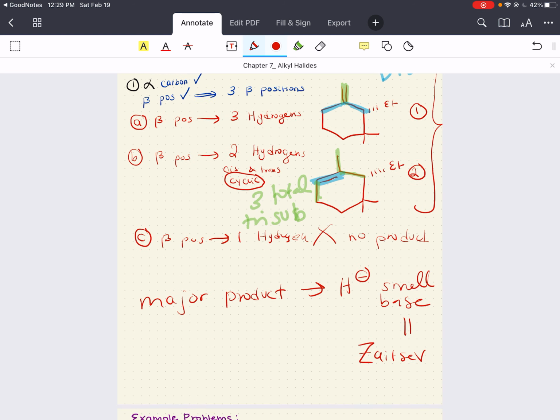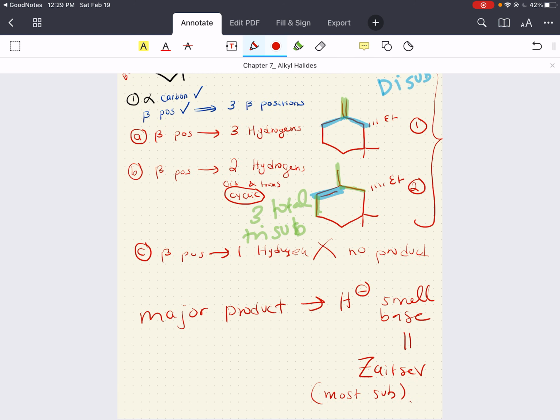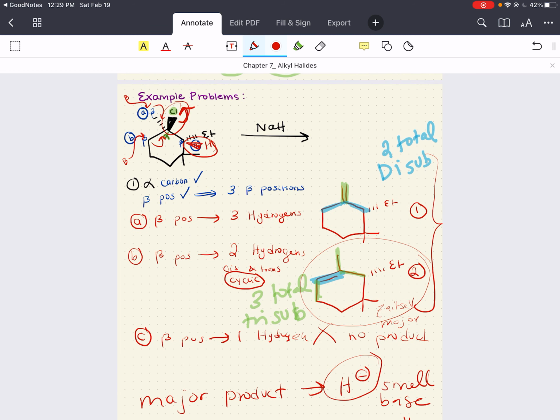The Zaitsev product is your most substituted product. So, which one is our most substituted product? Product number 2. This is our Zaitsev product, and it's our major product. Why? Again, because of the base. Our base is not bulky. It's a small base. So it's going to prefer the more substituted product. Now, if it was a bulky base, it would be the opposite. Our least substituted product would be our major product. All right, so that's how you approach these kinds of problems.